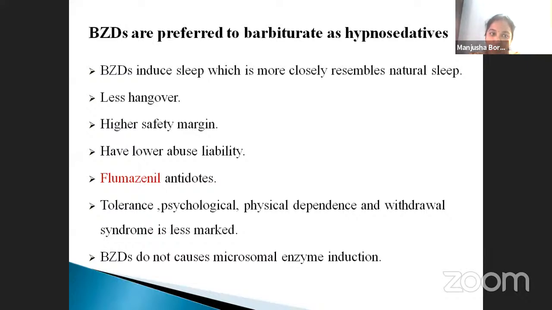And in case of overdose, we have a benzodiazepine antagonist like flumazenil. We can use flumazenil to reverse symptoms like hypnosis or coma caused by the benzodiazepine. And with repeated administration of benzodiazepines, tolerance, psychological or physiological dependence and withdrawal symptoms are much less as compared to barbiturates. One more important concept related to benzodiazepines is that they do not cause microsomal enzyme induction. So there is no increase in the blood level of another drug, so there is less drug-drug interaction.